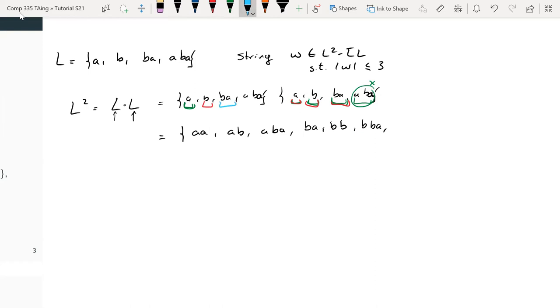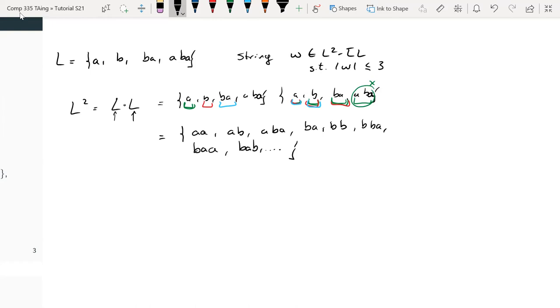So I'm going to concatenate it with A and B, but I'm not going to do it with BA and ABA, because that's just going to be a waste of time, right? So BA concatenated with A is BAA, and BA concatenated with B is BAB. And then I have some other strings which I don't care about, right? So that's L square, or at least that's what I'm interested in for L square.